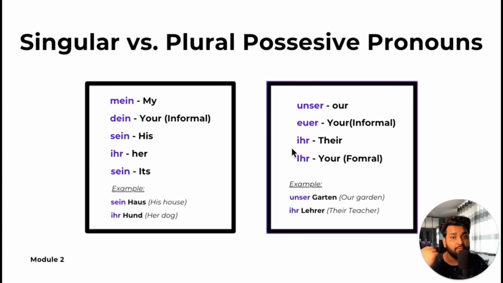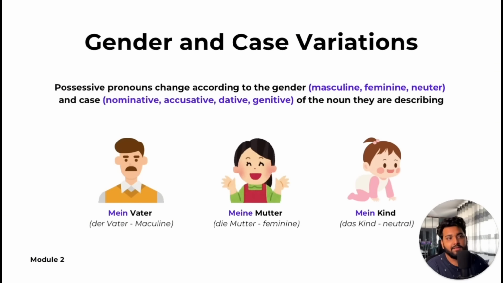On the other hand, unser, euer, ihr, and ihr formally, these are the plural possessive pronouns. They are more than one person. Unser is our, euer is your, but informally. Ihr is their, ihr is your, but formally. For example, unser Garten, our garden. Ihr Lehrer, their teacher.